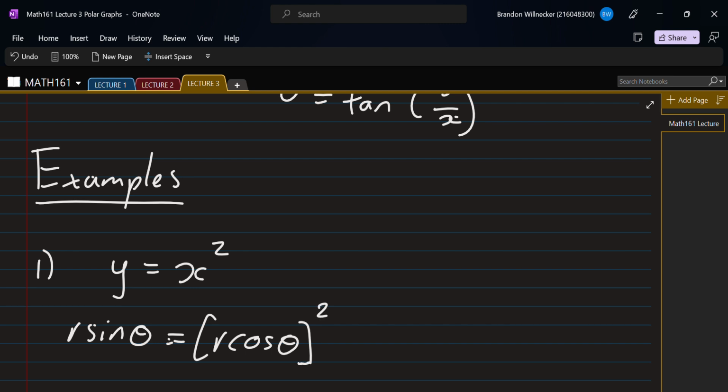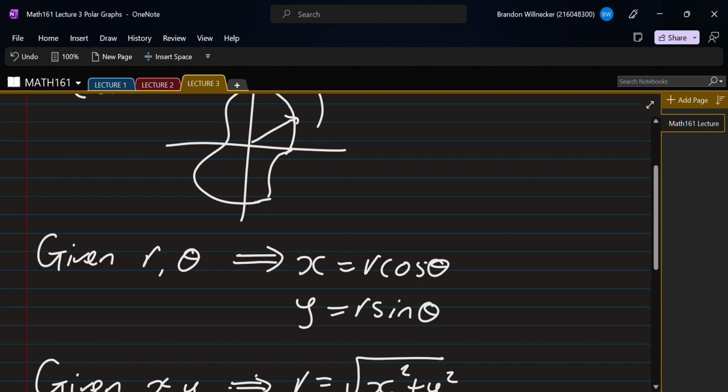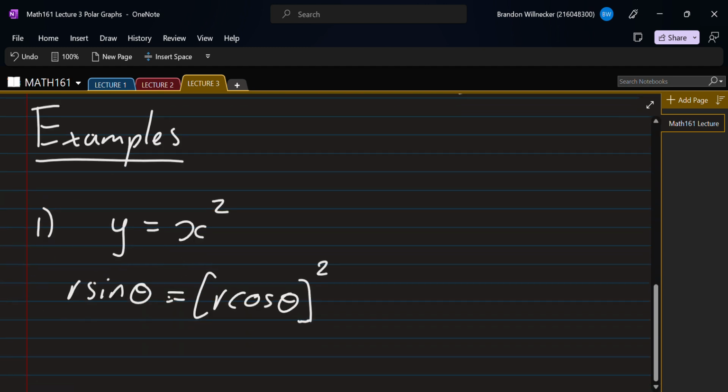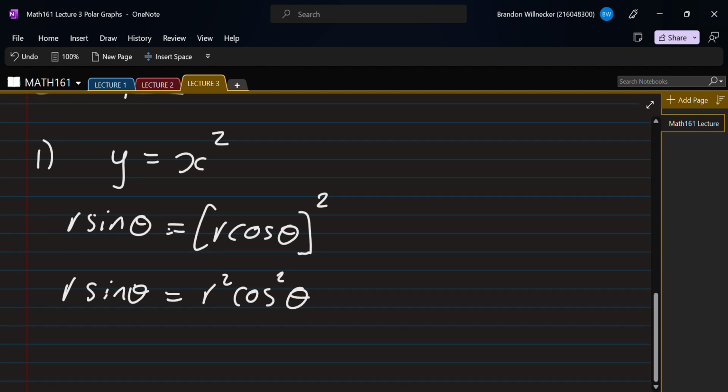Okay, so we're using this replacement over here at the top. So x is r cos theta, y is r sin theta. We can substitute it and convert. So here we have r sin theta is equal to r squared cos squared theta. Okay, just distributing that square. Now we've got an r on both sides, so we can get rid of that one over there. So we have one left on that side.